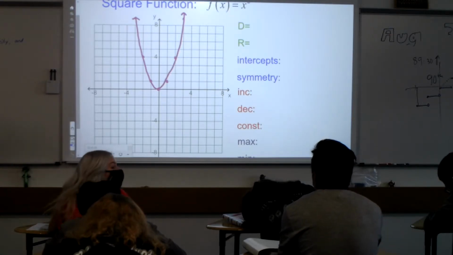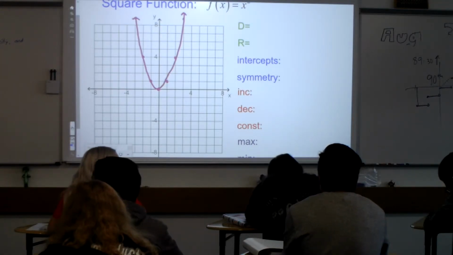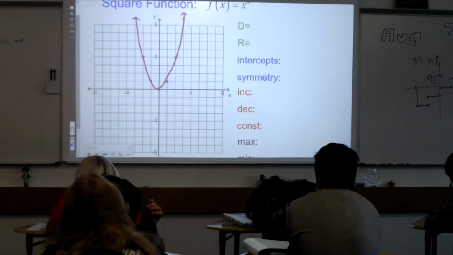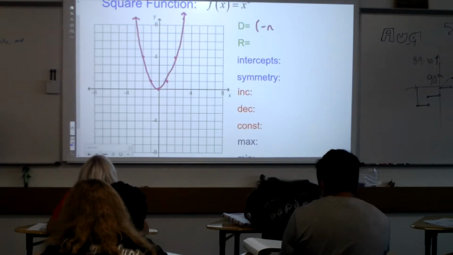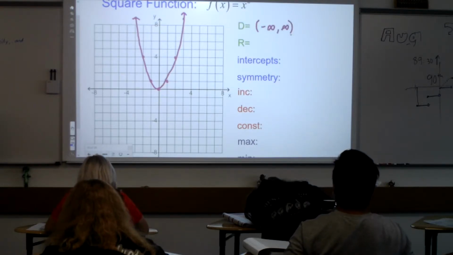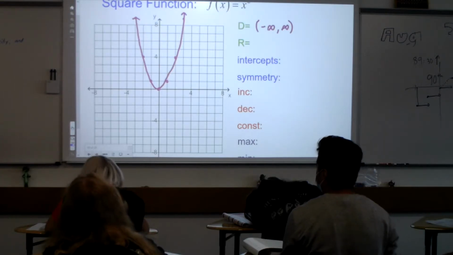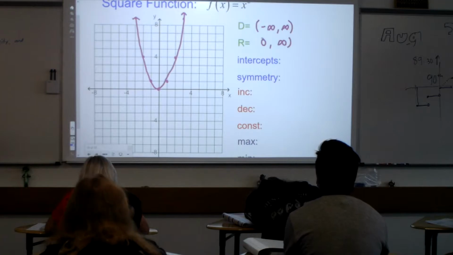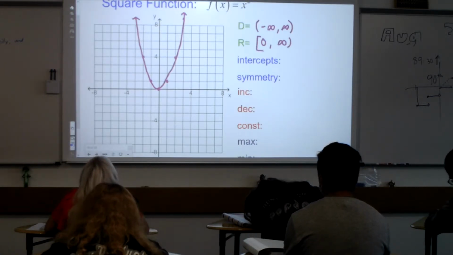All right, Adrian, help me out for this first one. What did you say the domain was? You guys agree? No matter what you plug in, you're not going to divide by 0 or get a negative square root. So it's all real numbers. Okay, what about the range though? Awesome. Do we include the 0 or no? We do include it because it's there. It's a point, right? Awesome.